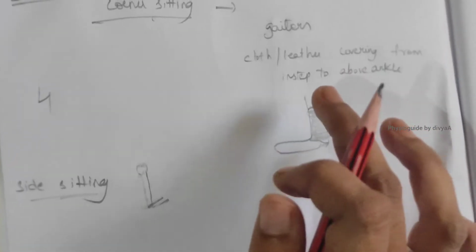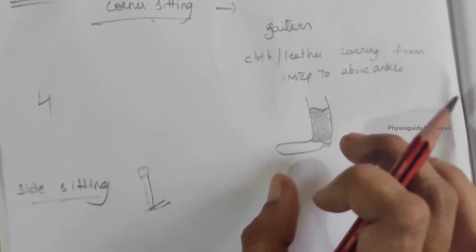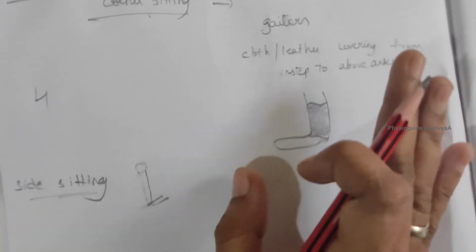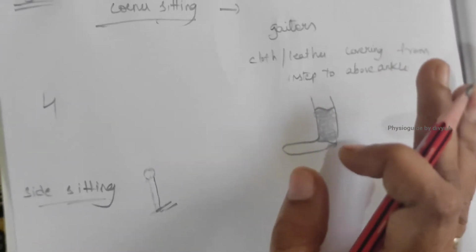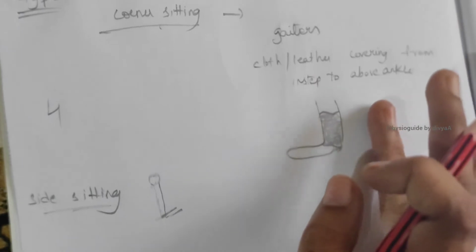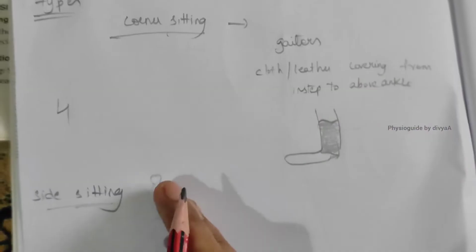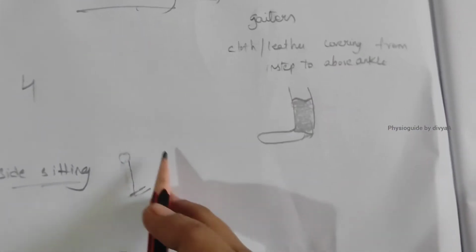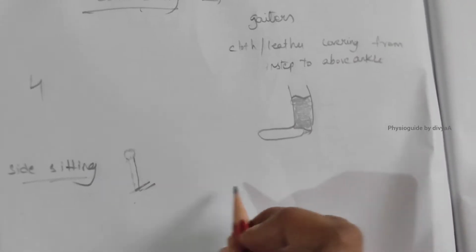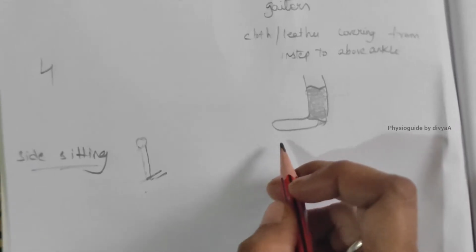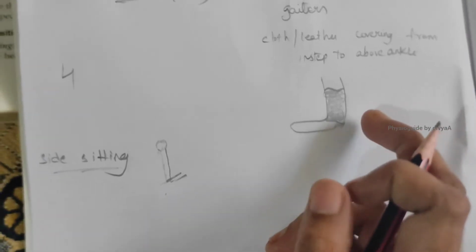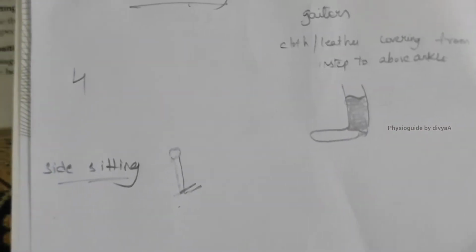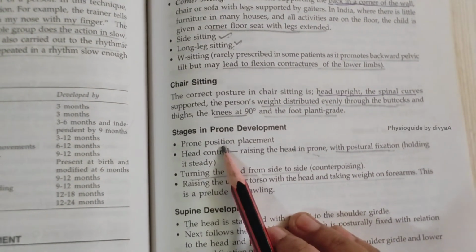In India, there is little furniture in many houses, and all activities are on the floor. The child is given a corner floor seat with legs extended. Next, side sitting. Side sitting should be encouraged, and long sitting. Next, W sitting. It is rarely prescribed. Next, chair sitting.